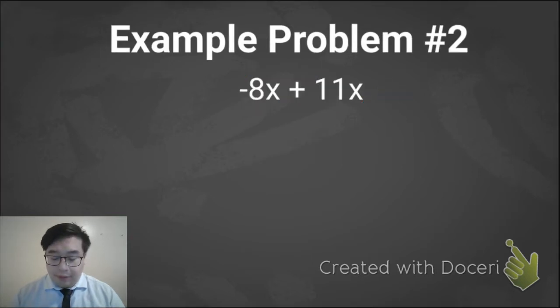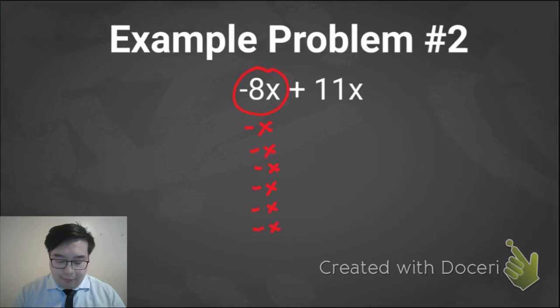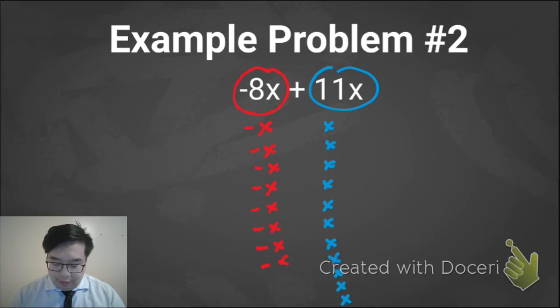Alright, let's go over our next example problem. And here we're introduced to negative x's. So here when I have negative 8x, I like to think of that as having 8 of these negative x's. And over here on the right, I have 11 of these x's.